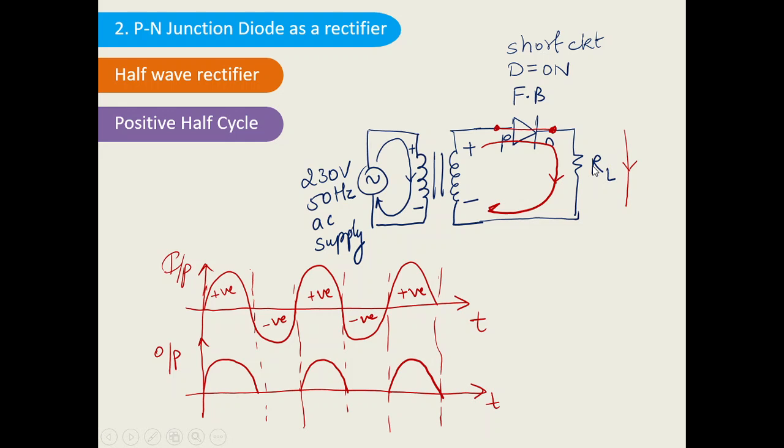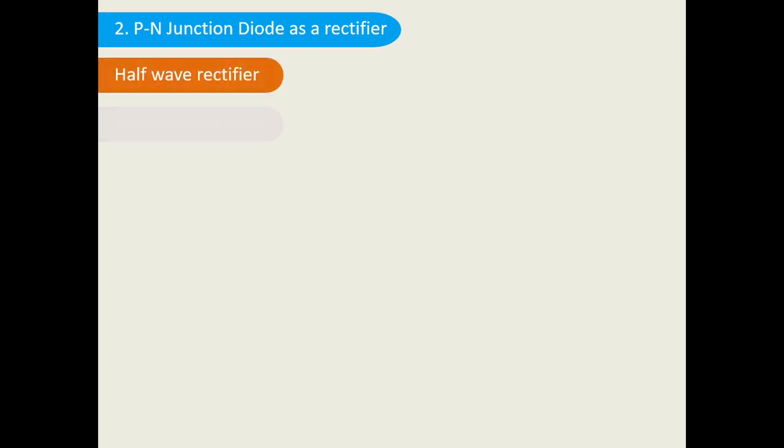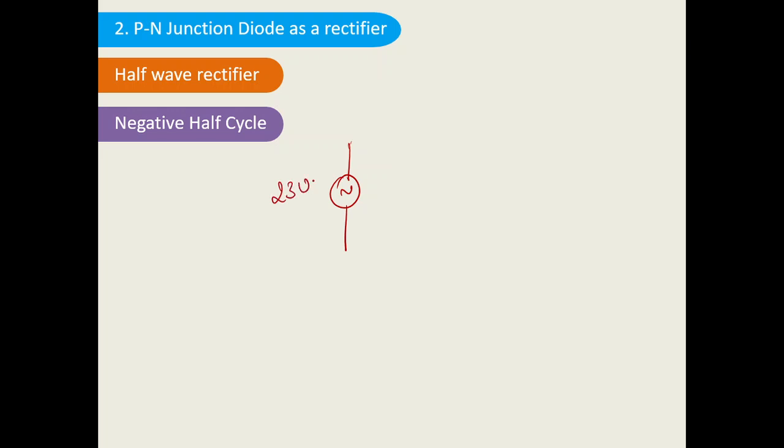Let us now move to the negative half cycle. You can pause the video and note the things down. So, half wave rectifier in the negative half cycle. Again, I will be drawing the circuit for you. This is the 230 volts, 50 hertz AC supply, a standard supply for India.